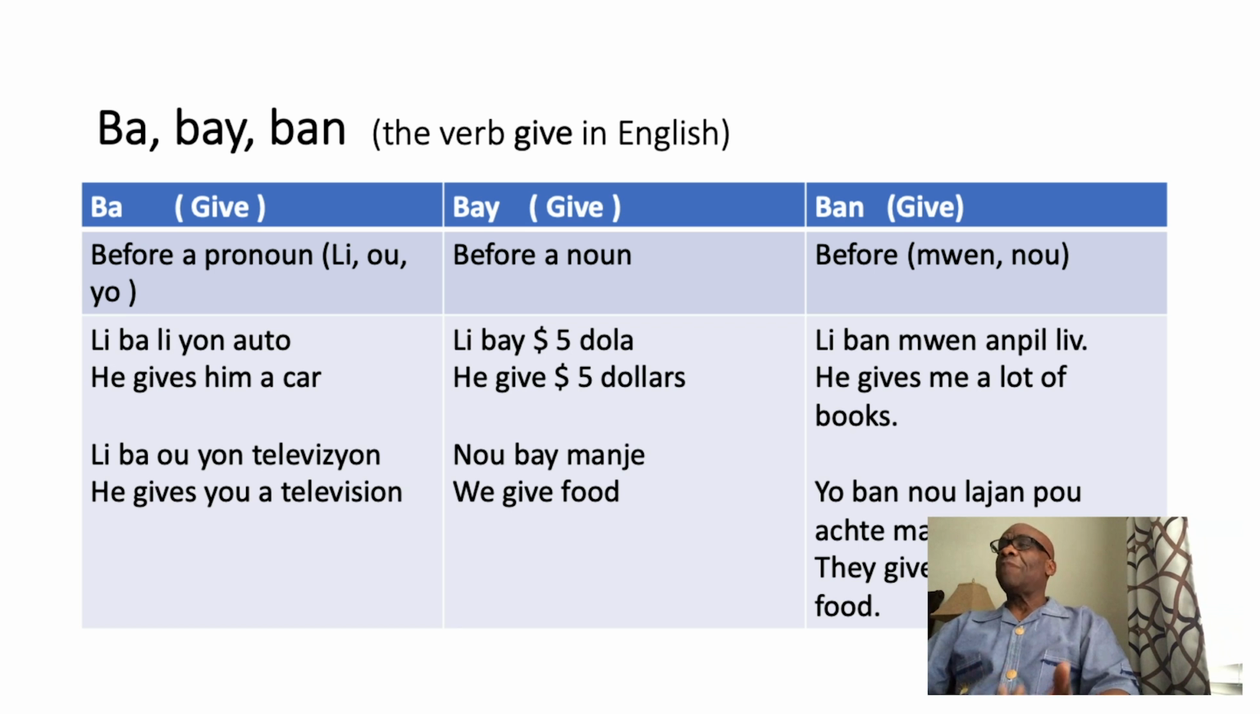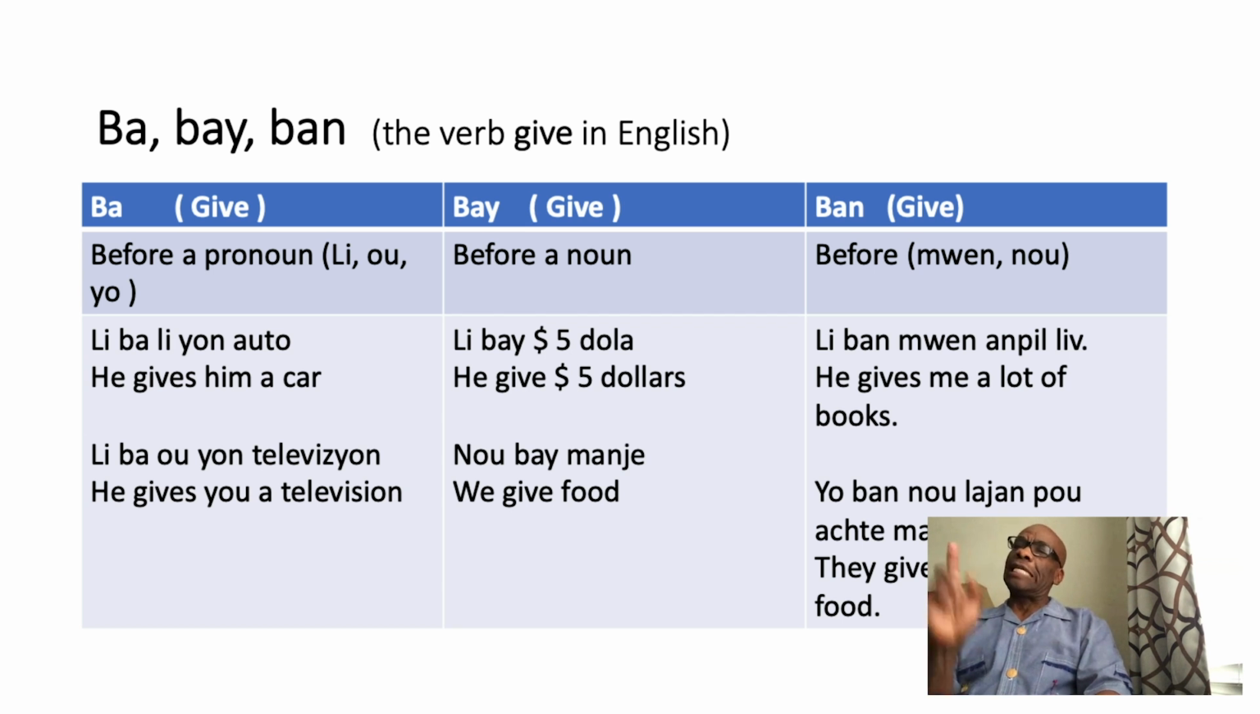The next slide is a little bit complicated. I'm going to spend some time to explain it to you. In Creole, we have the verb give. Like we say in English, give me something. Give me the book. Give me some money. Give me some water. The verb give is different in Creole. It can be ba, it can be bay, it can be ban.